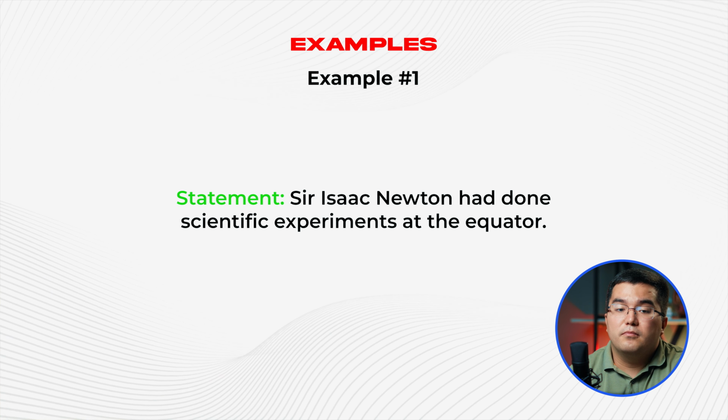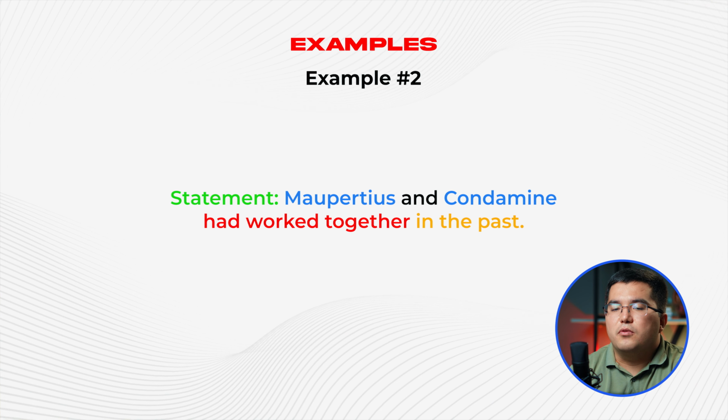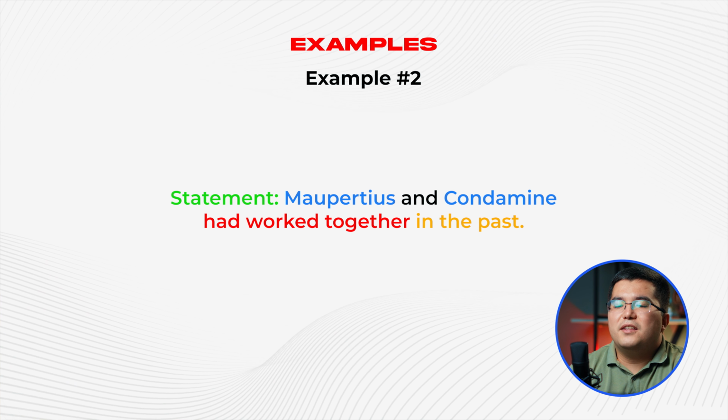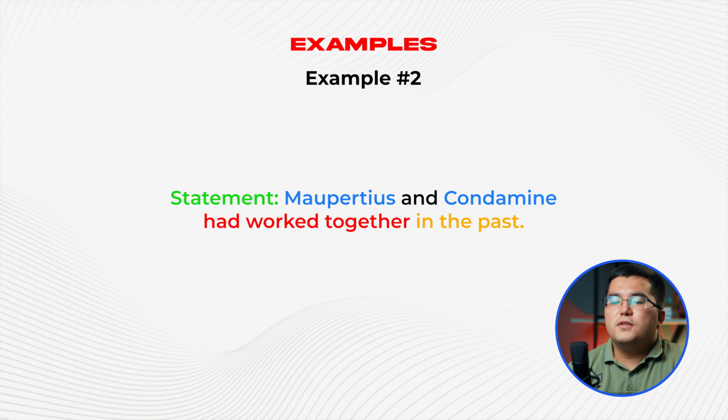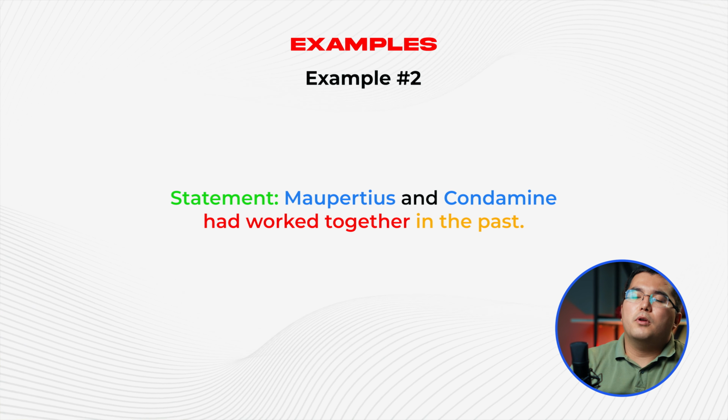The statement says Maupertuis and Condamine had worked together in the past. Read the statement carefully. What does it say? We have Maupertuis, a person one. This is a second person. And we use past perfect. What is past perfect? Past perfect shows that an action happened before another action, or before a stated time in the past. So that means before collaborating this time, they also did some collaboration. They had done some collaboration before.